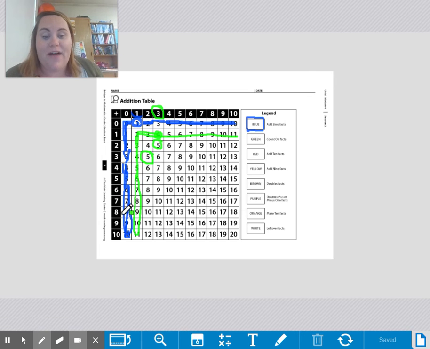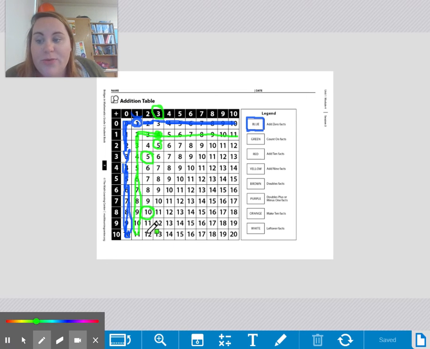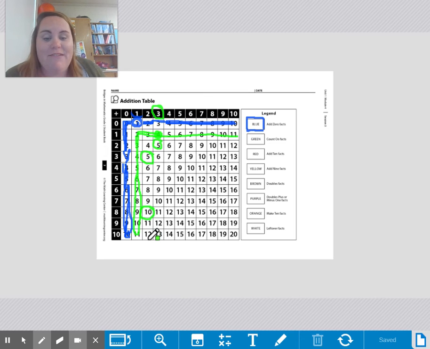Another example is if I have the number 8 and I add 2 to 8, I'm going to count on. So 8 plus 0 is 8. That's our blue. 8 plus 1 is 9. 8 plus 2 is, I circled it right there in the green, it's 10. So these are our counting on facts.